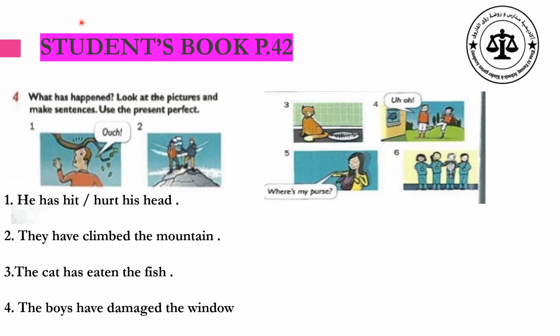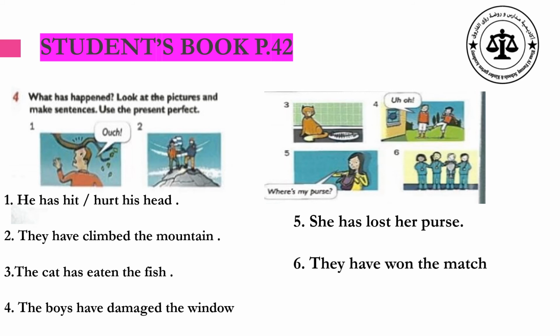Number 5. She asked, "Where is my purse?" Yes. What can you make or can you think about this picture? Yes, bravo. She has lost her purse. Or we can make another sentence. She has forgotten her purse or someone has taken her purse. The last picture. Yes, they have won the cup or match or competition or game and so on.